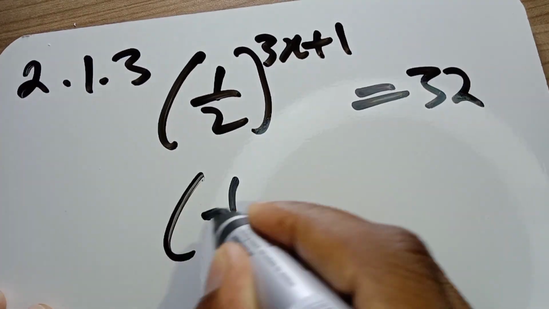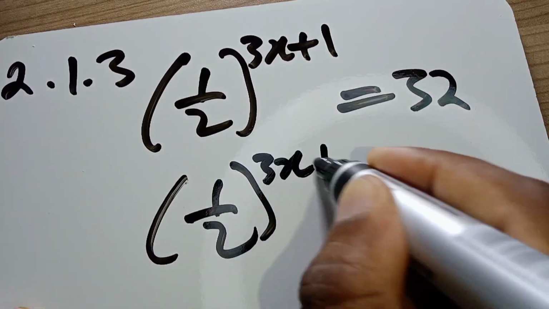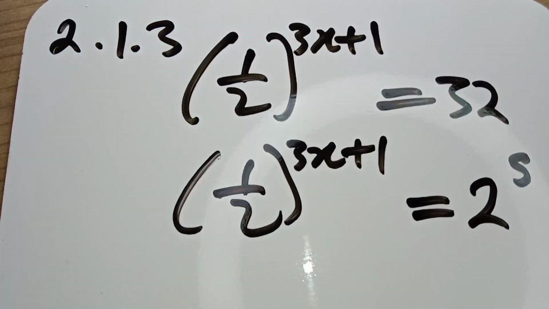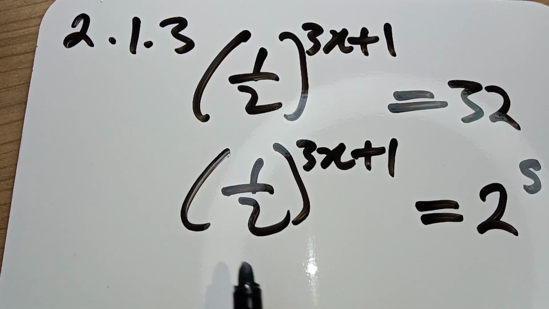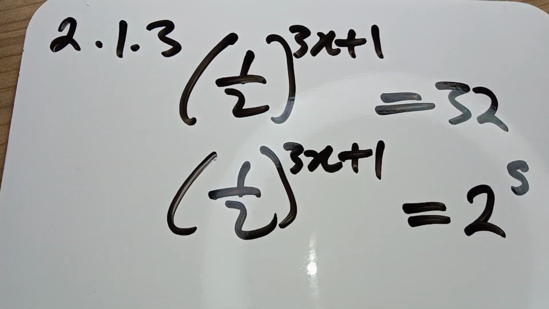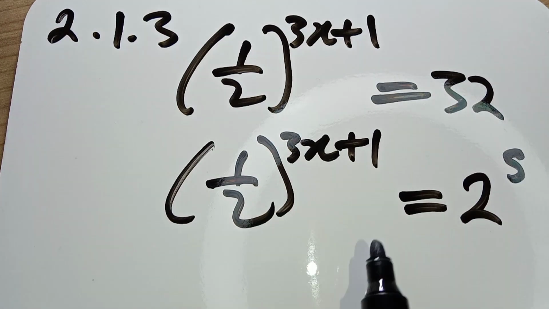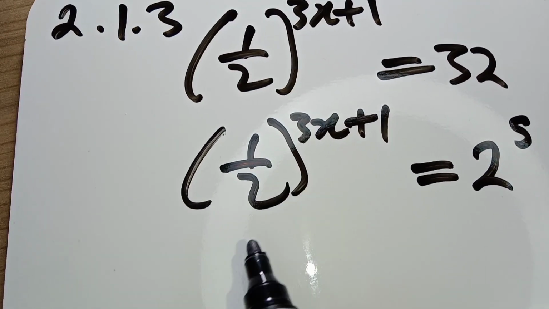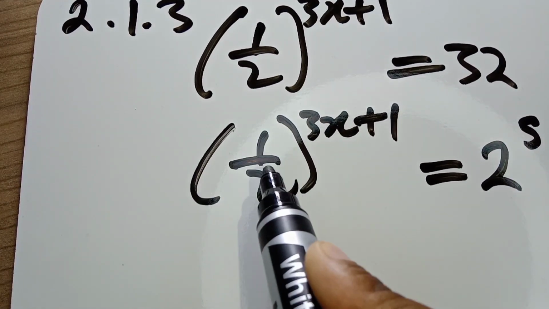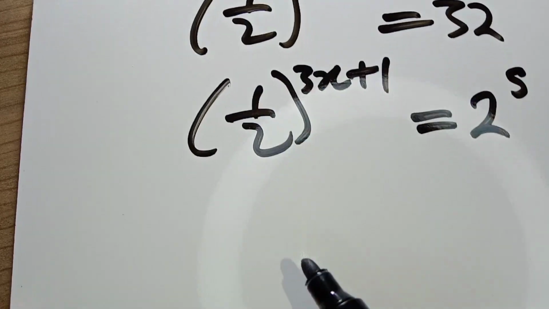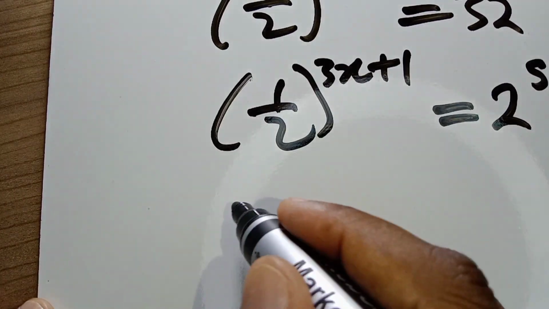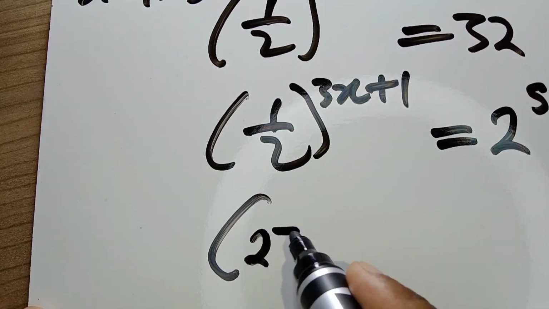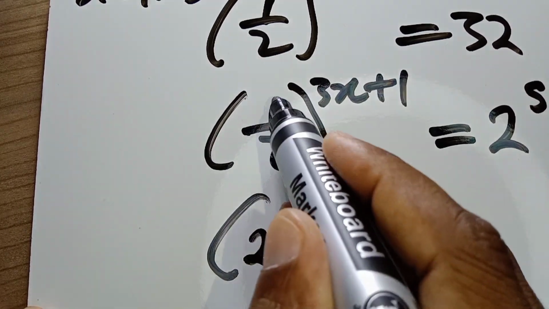Then this side we're going to have 1 over 2 to the exponent 3x plus 1, and 2 to the exponent 5 on the other side. Remember, this law says that if you have the same bases, we can equate the exponents. But here we're having 1 over 2, and here we're having 2. These bases are not the same. But we remember that the 1 over was used to get rid of a negative exponent. Then we can bring back the negative exponent, and express 1 over 2 as 2 to the exponent negative 1.